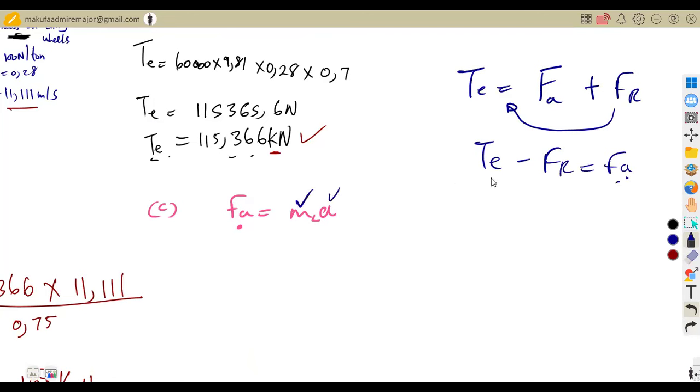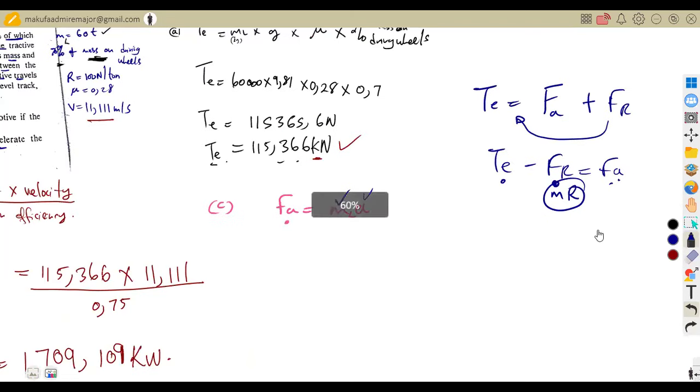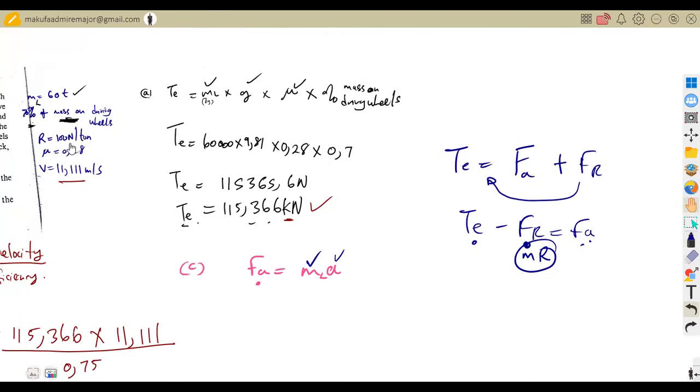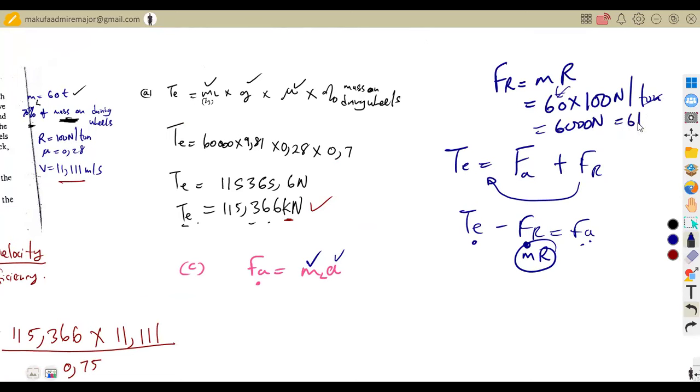So we can calculate this if we have this and also have this. We have this because it's the mass times the resistance, which is newton per ton. So we're going to be able to calculate FR first, which is mass times the newton per ton. The mass is 60 tons times the resistance R, 100 newton per ton. If it is multiplied in ton, it will cancel definitely. Our answer will be in newton, so this will be 6,000 newton, which is equal to 6 kilonewton.